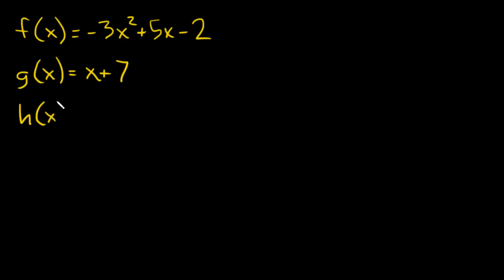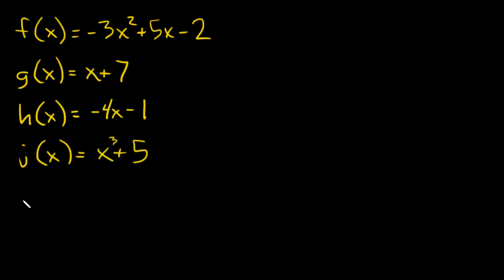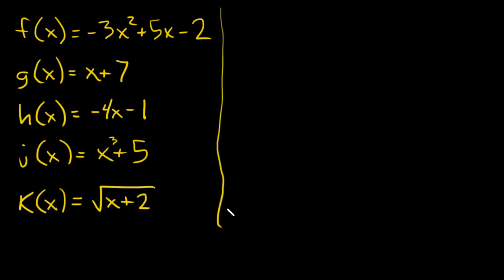H of x is going to equal negative 4x minus 1. J of x is going to equal x cubed plus 5. And k of x is going to be root x plus 2. Okay? So over here, let me do a little divider so we can keep this separate. F of g of x, what does that equal?